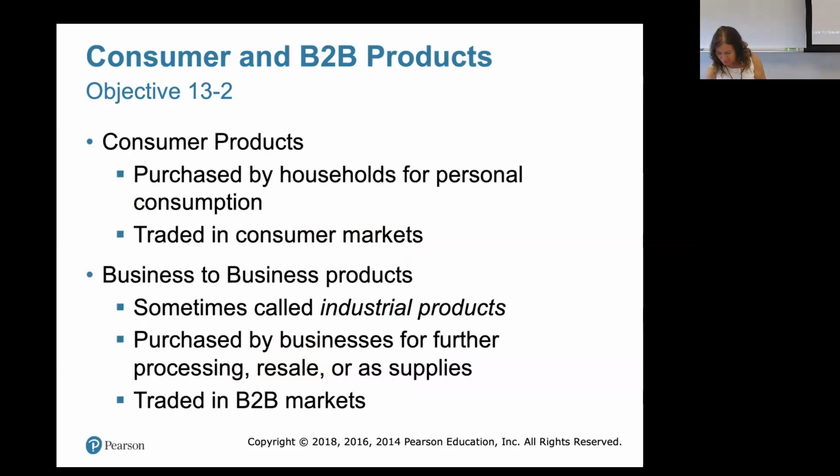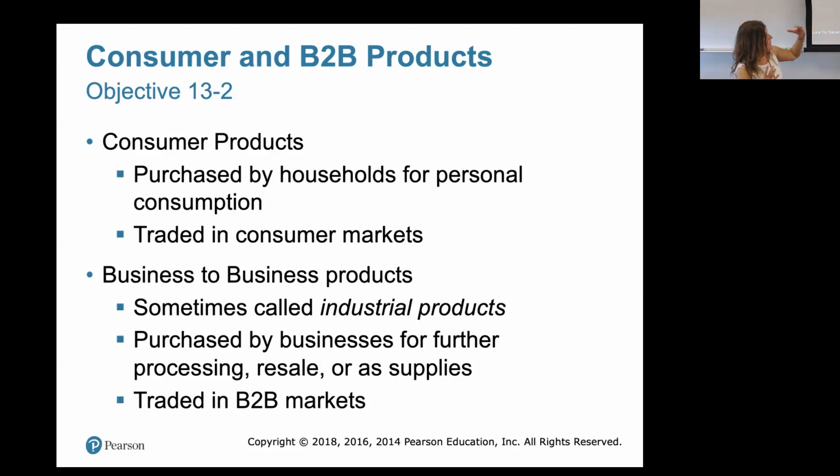Next topic is consumer and business to business market. Consumer products are purchased by households for personal consumption, traded in the consumer market. So what we buy, retail stores sell that, or we buy it online, right? What individuals use. Business to business products, sometimes called industrial products, are purchased by businesses for further processing, resale, or as supplies, right? So if I have a restaurant business, I have to buy actually the same products that consumers buy to make food, for example. I have to buy produce, I have to buy meat, I have to buy flour, I have to buy cooking oils and all that stuff, but of course in larger quantities, right?